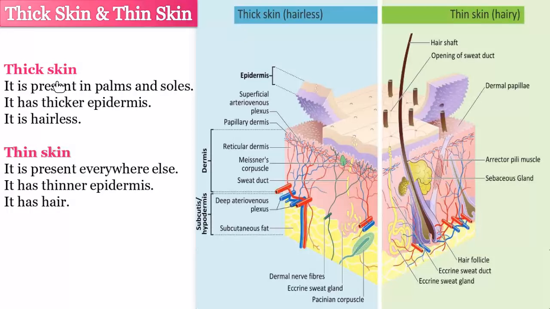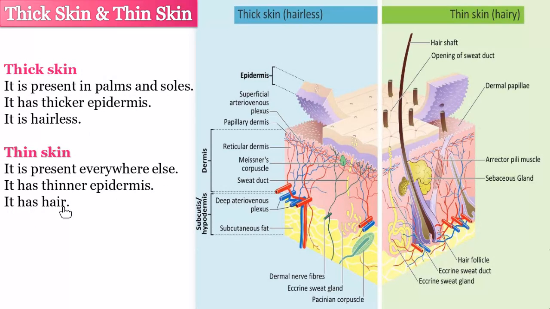The thick skin is present in the palms and soles, and it has a thick epidermis. That means the epidermis is thick in cases of thick skin, and it is hairless. Whereas when we talk about thin skin, it is present everywhere else in the body, and it has a thinner epidermis and it has hair.